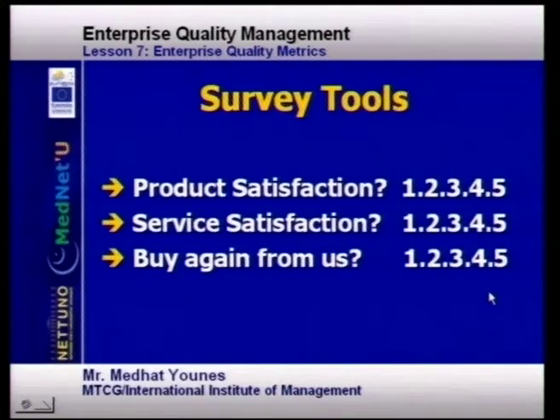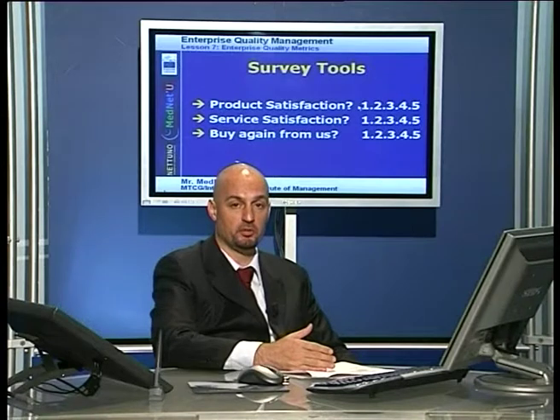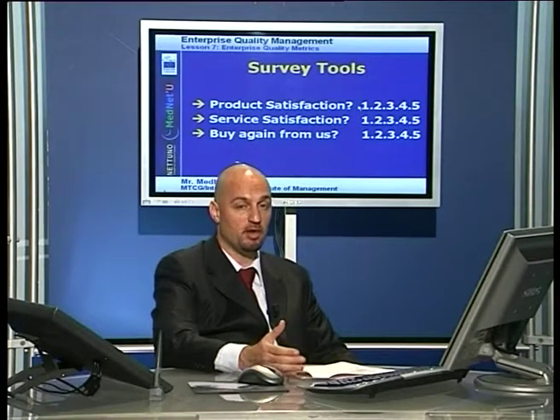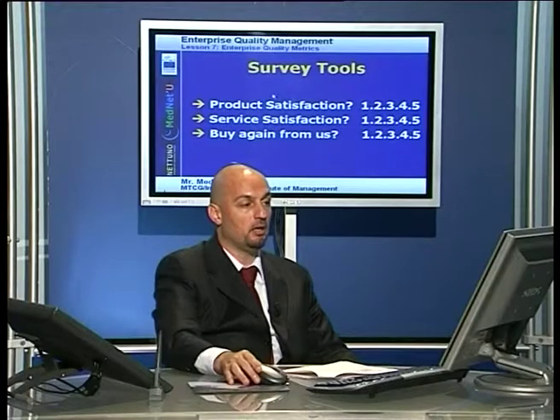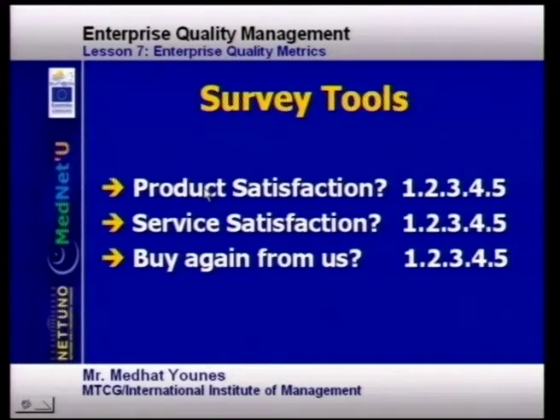We are going to cover in the next few slides several tools. The first one and the most common is the survey tool. And the survey tool rates the customer satisfaction from, say, 1 to 5 or 1 to 10, with the lower number or 1 being the poorest satisfaction and 10 being the highest, or 5 being the highest. The survey tools normally address product satisfaction, service satisfaction, and also whether you're going to buy from us, therefore providing information for the customer loyalty index.